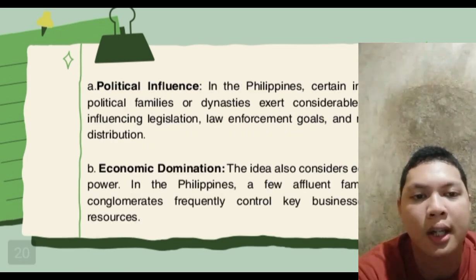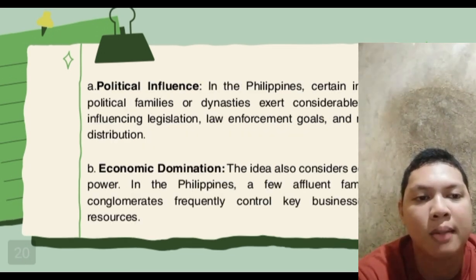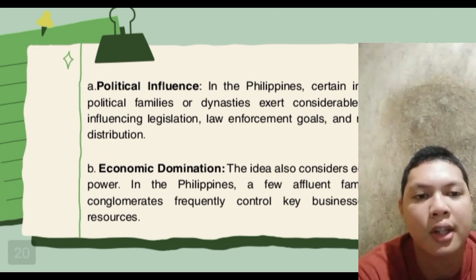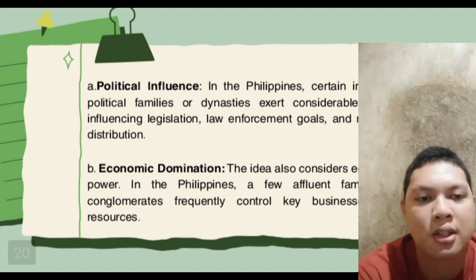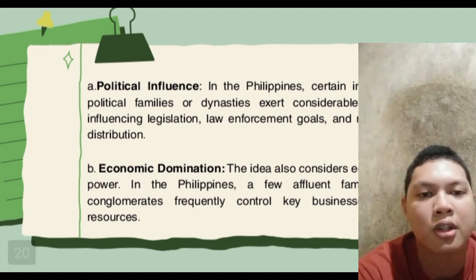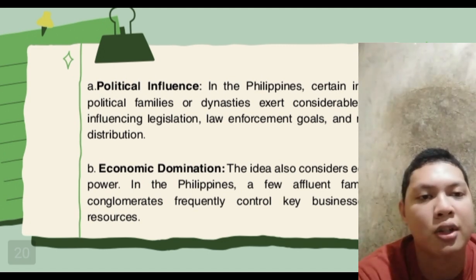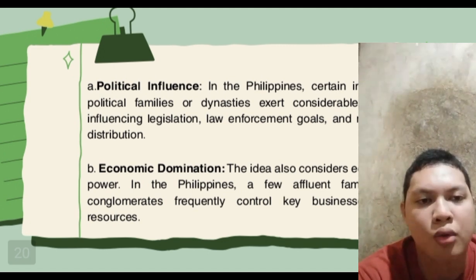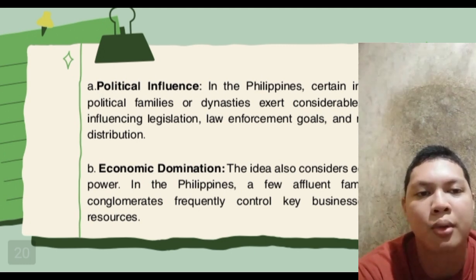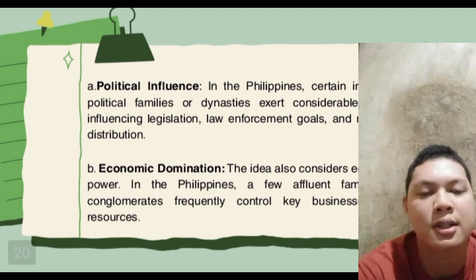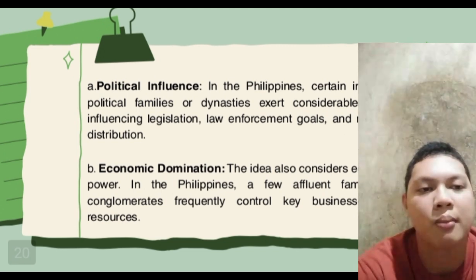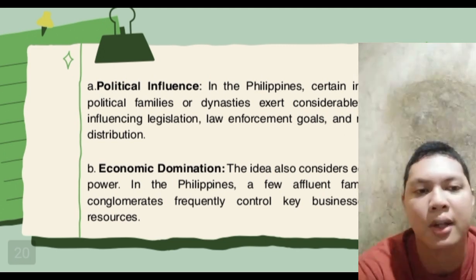A. Political influence. In the Philippines, certain influential political families or dynasties exert considerable power, influencing legislation, law enforcement goals, and resource distribution. In the Philippines, powerful political families or dynasties have a strong influence on laws, government decisions, law enforcement goals, and the distribution of resources. Their political power allows them to control many aspects of society.